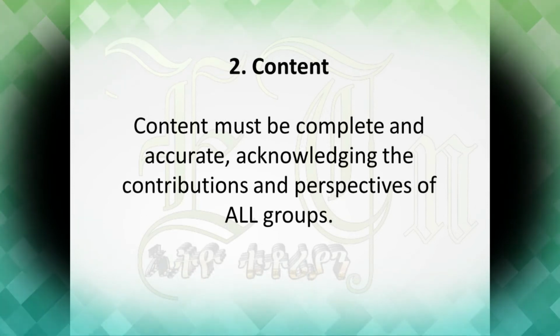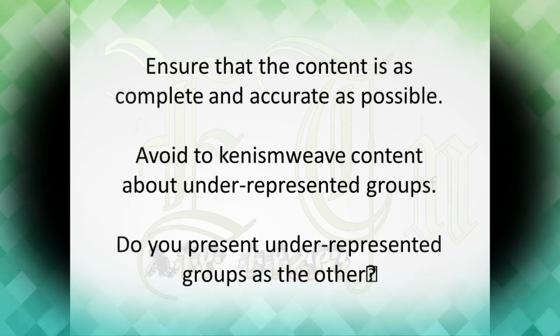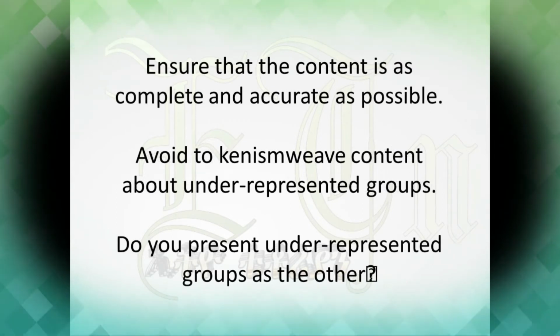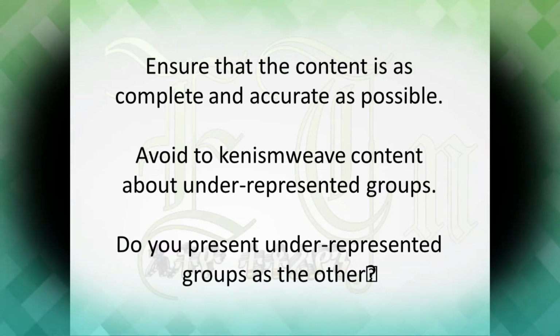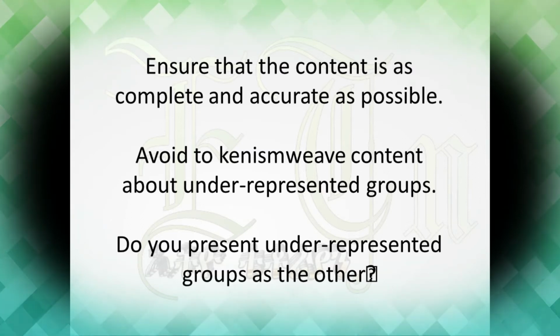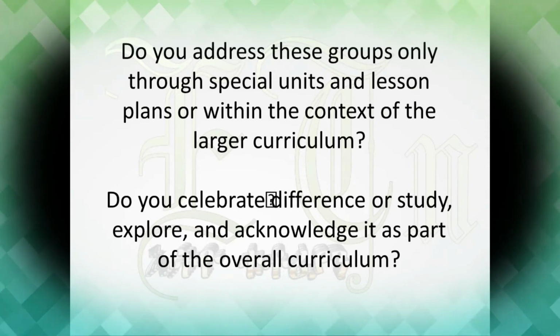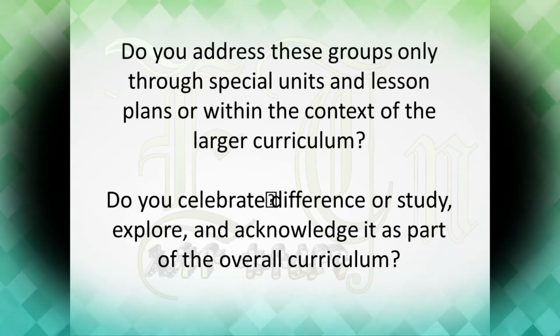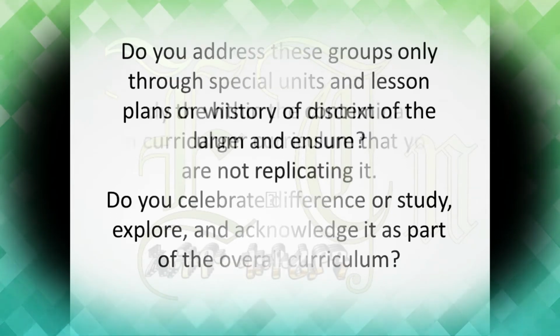2. Content. Content must be complete and accurate, acknowledging the contributions and perspectives of all groups. Ensure that the content is as complete and accurate as possible. Avoid tokenism. Do you have content about underrepresented groups? Do you present underrepresented groups as the other? Do you address these groups only through special units and lesson plans, or within the context of the larger curriculum? Do you celebrate difference or study, explore, and acknowledge it as part of the overall curriculum?